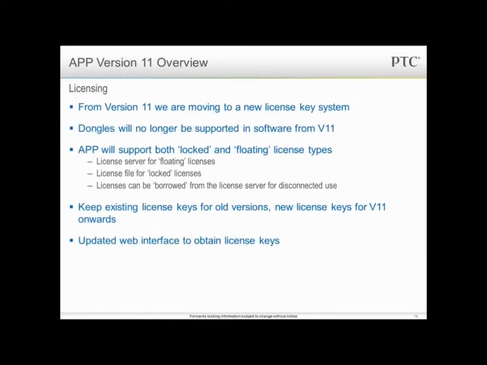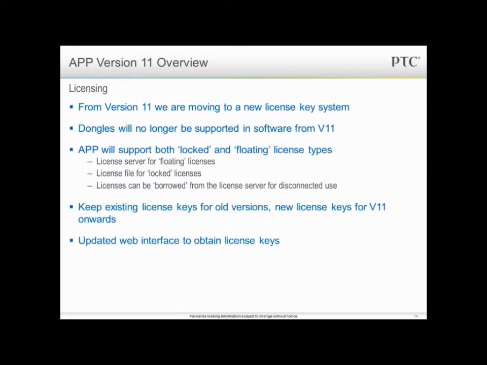I already mentioned that licensing changed, and you're probably aware of that now that version 11 is out. We're now using the new Flex system, which brings us in line with the rest of PTC. The Flex system allows us to support both locked and floating license types. A floating license allows you to grab a license from a pool of licenses in your office or at your site, and you can use it on any machine. When those licenses have run out, you'll be blocked from using APP.